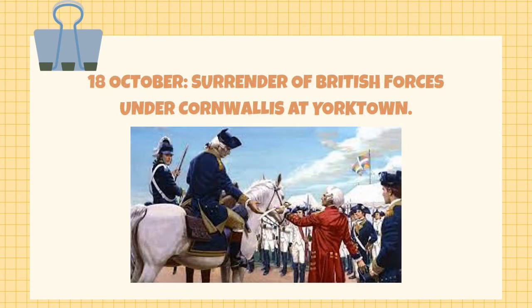And on October 18, surrender of British forces under Cornwallis at Yorktown. On October 18, 1781, British General Charles Cornwallis surrendered his army of some 8,000 men to General George Washington at Yorktown, giving up any chance of winning the Revolutionary War. Hours after the surrender, the general's defeated troops marched out of Yorktown to the tune "The World Turned Upside Down."